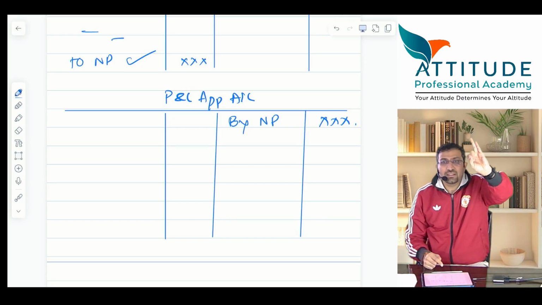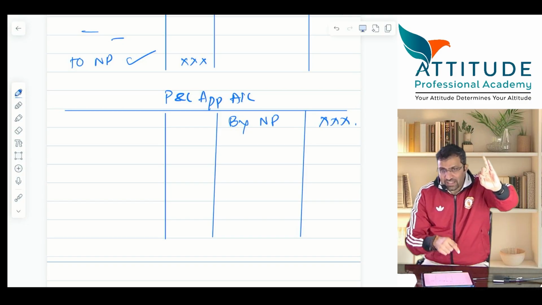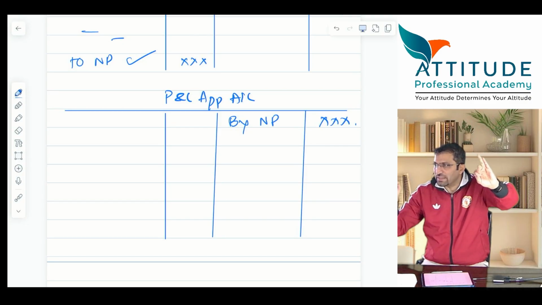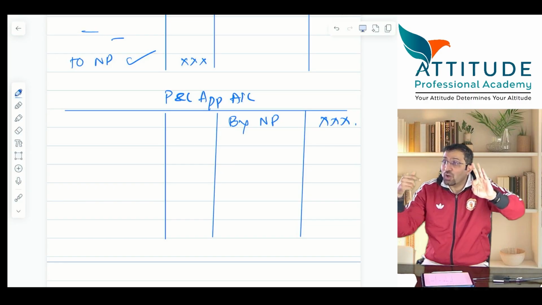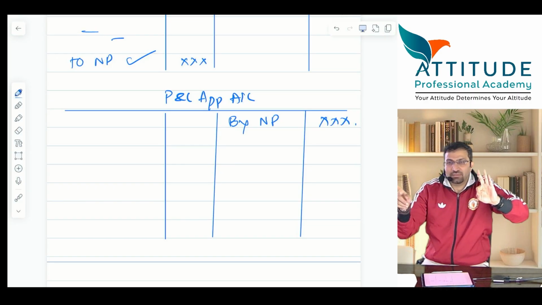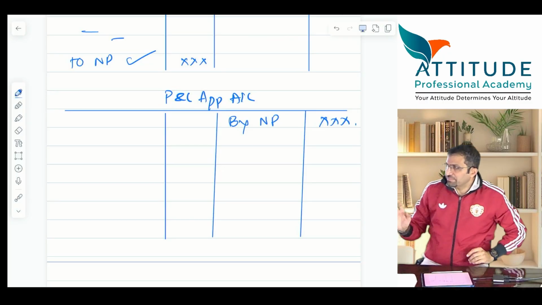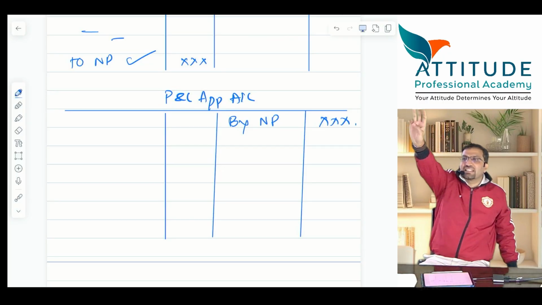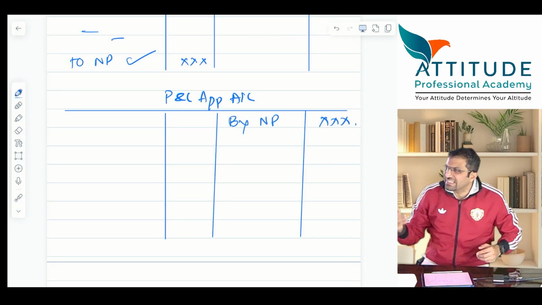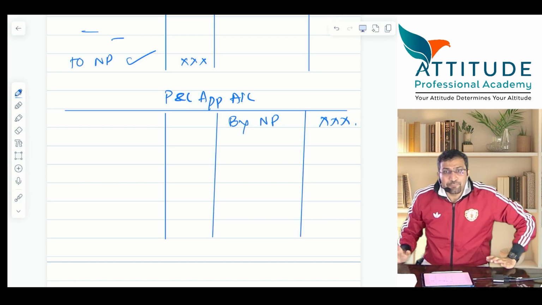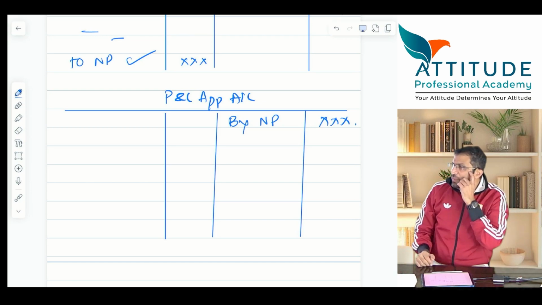First. Second, interest on capital. If it should be given to the partners, it should be mentioned in the partnership deed. Third, if interest on drawings has to be charged, then it should be mentioned in the partnership deed. This much you remember. Is that clear? These three things. Anyway, in law, we are going to study this in detail. Sab kuch hai law mein. But these are the things which you have to remember.